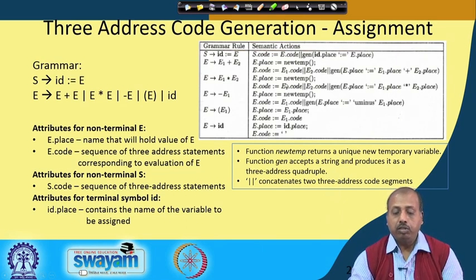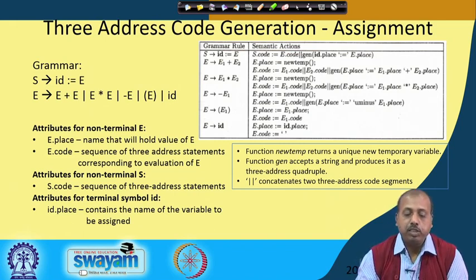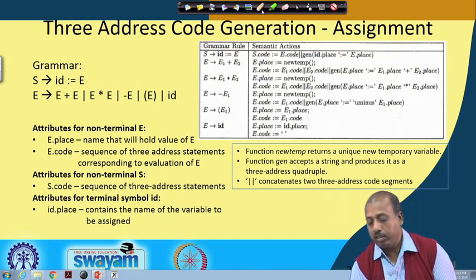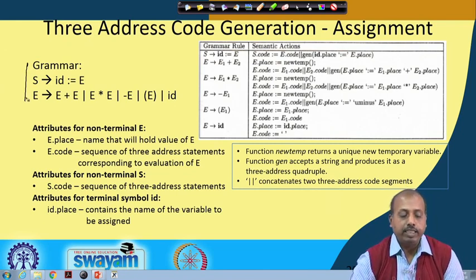Okay. So, first we consider a very simple type of statement, which is the assignment statement. So, we have to start with the grammar for the assignment statement. So, the grammar for the assignment statement is this one: S producing ID assigned as E, then E producing E plus E or E star E or minus E, that is unary minus within bracket E, and ID.